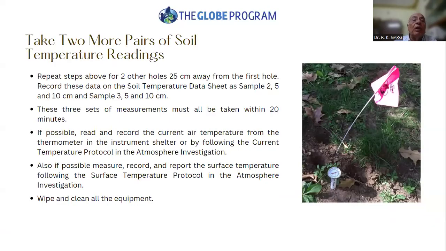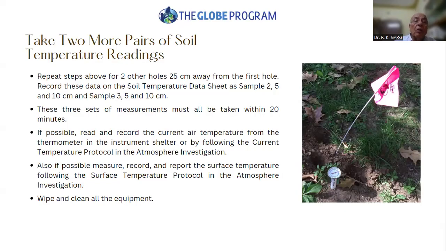Now take 2 more pairs of soil thermometer readings. This is very important. Once we have taken the reading at a particular place, we have to move 25 centimeters either side and again do the same protocol. That means you have to dig a hole, put the soil thermometer using the spacer, and wait for 2 minutes. Try to see that the temperatures are the same. Because if you do 3 or 4 places, only then the same readings will come. Then only you will find that you have taken the correct measurements.